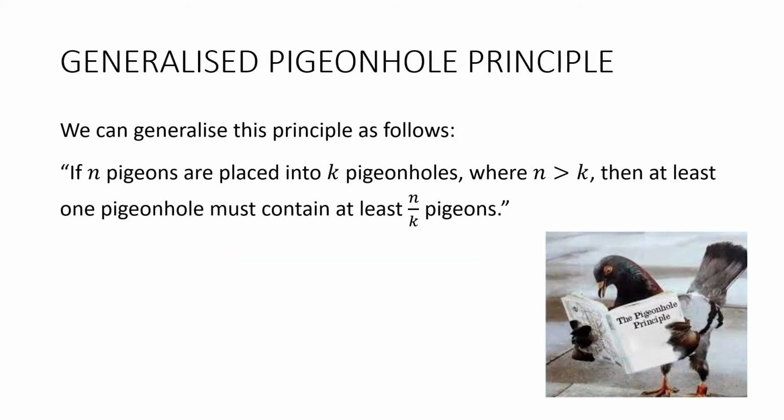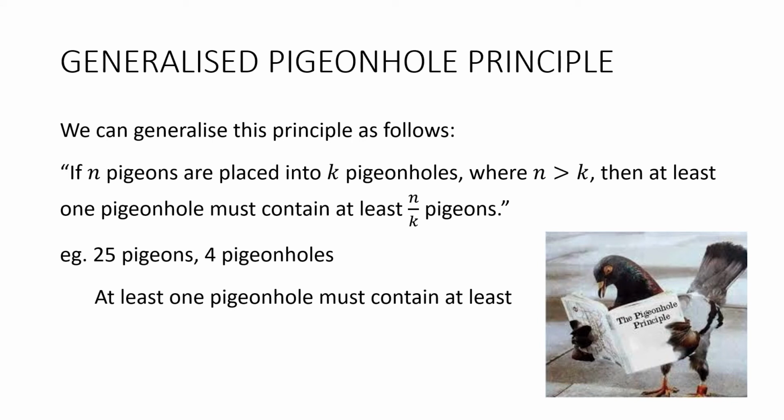Now we've been talking about n plus 1 pigeons being placed in n pigeonholes, but we can generalize this principle as follows. If n pigeons are placed into k pigeonholes, and n is bigger than k, then at least one pigeonhole must contain at least n divided by k pigeons. So let's just put some numbers to this. Suppose we've got 25 pigeons and 4 pigeonholes. Then at least one pigeonhole must contain at least 25 divided by 4, which is 6.25 pigeons.